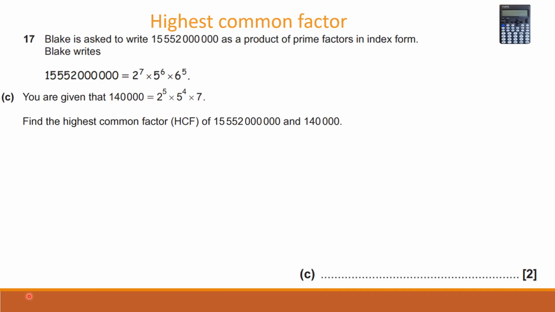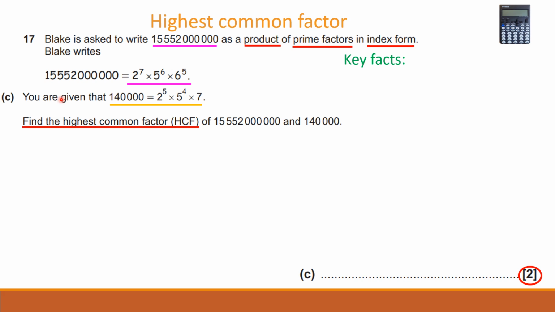This is a question on highest common factor. The key words in the question are we've got a really large number, 15,552 million. It is written as a product of prime factors in index form. You can see that number has been written here as 2 to the power of 7, 5 to the power of 6 times 6 to the power of 5. You are told that 140,000 is the same as 2 to the power of 5 times 5 to the power of 4 times 7. And you've got to find the highest common factor, or HCF, of the two numbers, and this is worth 2 marks.